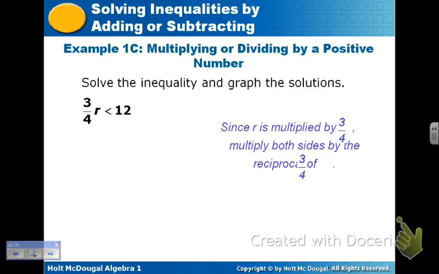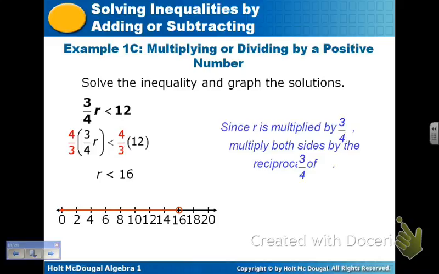We have 3/4 r is less than 12. This time we're actually going to multiply by the reciprocal of 3/4, which is 4/3, because 3/4 times 4/3 just gives you 1. So that will isolate the variable r. And remember, if you multiply by 4/3 on the left side, you must also do that on the right side. And so you end up with r is less than 16. And then you have your graph. Open circle on 16 and all the values to the left of 16, or less than.